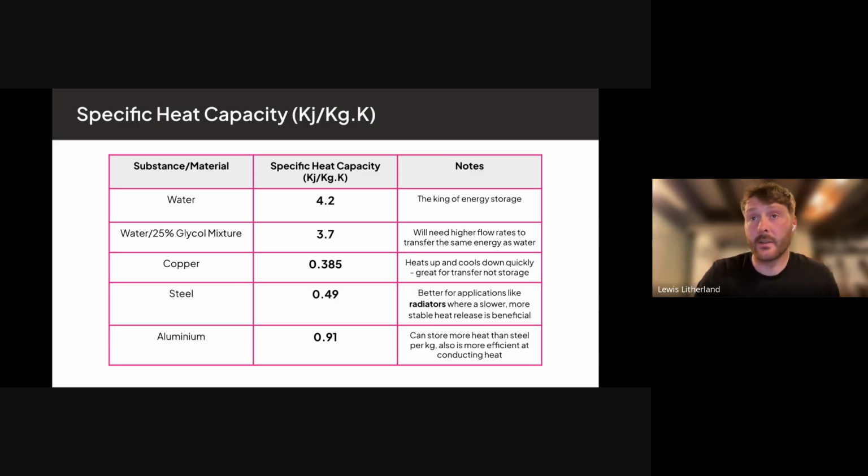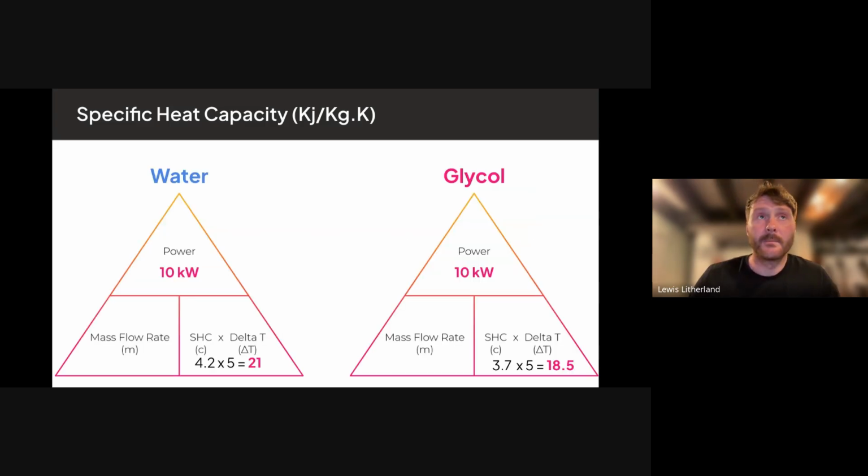Well, it says on the notes there, it heats up and cools down quickly because it's got such a low heat capacity. So it's great for transferring energy, because it's going to heat up and send it across really quickly without having to wait for it to heat up. You've got your steel and your aluminium there. Again, aluminium has a higher heat capacity than steel, so it can actually store more heat than steel per kilogram. It's also more efficient at conducting heat as well. So if you're interested in that kind of stuff, there are some examples there of why we use certain materials. Again, I won't dwell on that because I know it's quite boring.